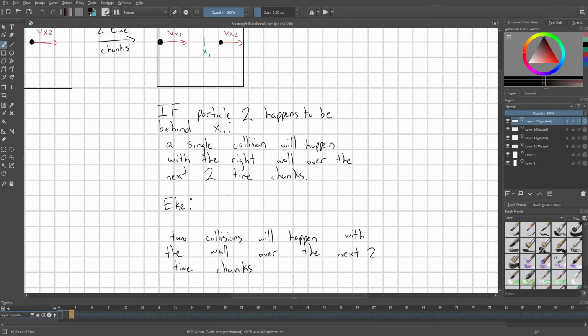So the next thing that I want to clarify a bit is this little detail that now we're talking about two time chunks going by instead of one time chunk going by, and I'm saying that the same number of collisions happen. That's simply a fact that basically in the follow-up time chunk, no more collisions happen than just one time chunk going by.